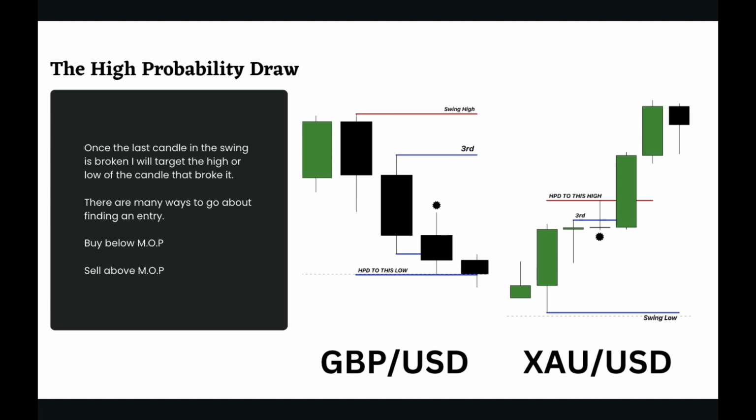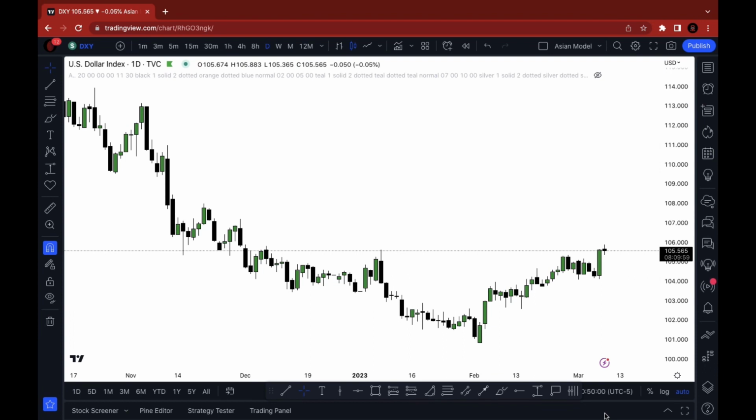Let's take a look at some of the examples. For this example, we're going to be looking at the DXY. Now we're going to look at a couple other currency pairs as well, just to be transparent. But normally one currency pair will give you a plethora of setups, very frequent and very often.